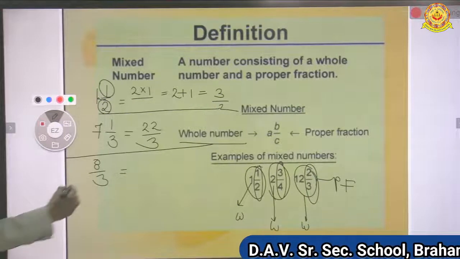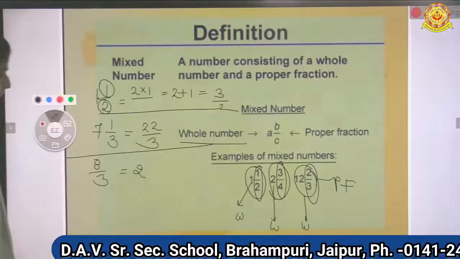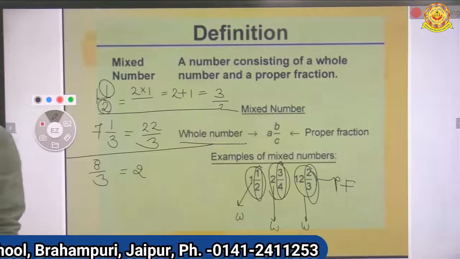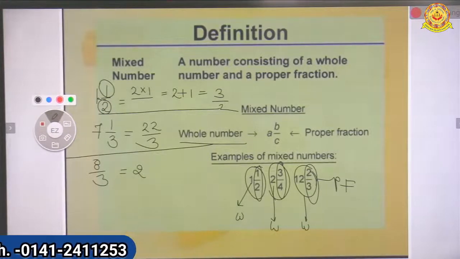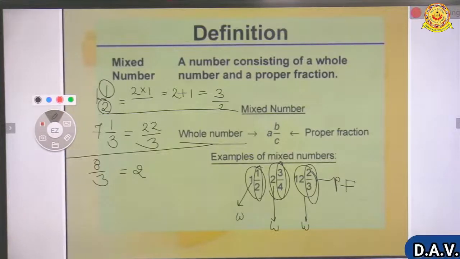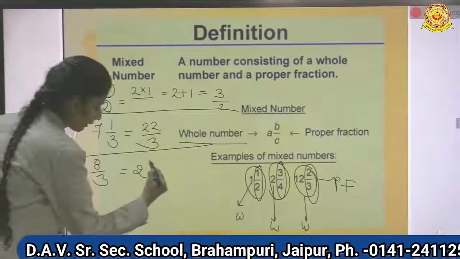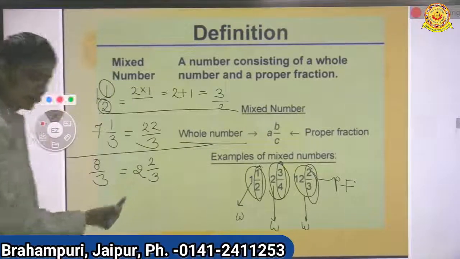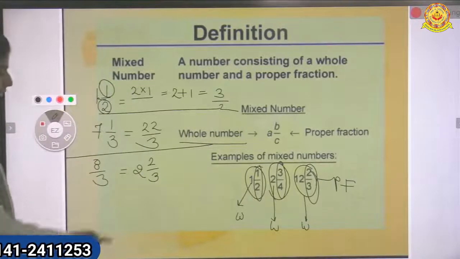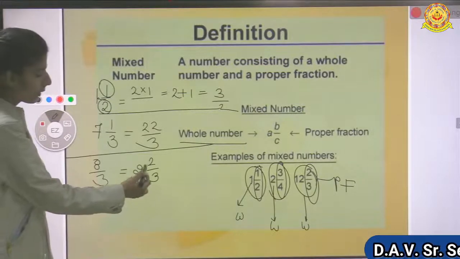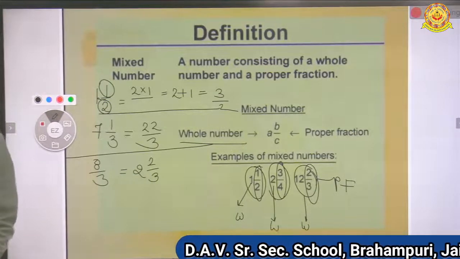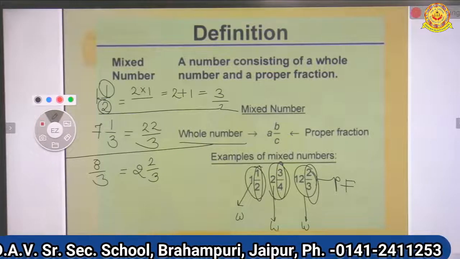2 is the whole number for us. Now out of 8 we have used 6. So how many are remaining now? 2. That will be the numerator, and the denominator is the same. If you want to check, you can check: 3 multiplied by 2, 6, 6 plus 2, 8. Clear? One more example I am telling you.